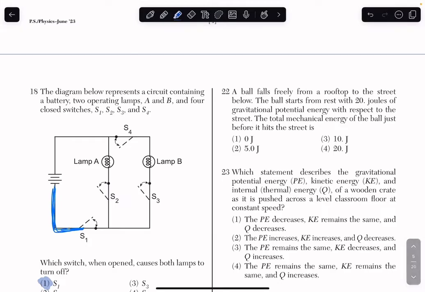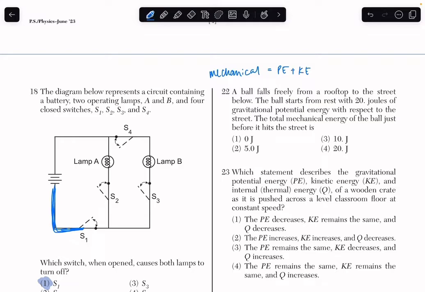22. A ball falls freely from a rooftop to the street below. The ball starts from rest with 20 joules of gravitational potential energy with respect to the street. The total mechanical energy of the ball just before it hits the street is, let's see. So, mechanical energy is the sum of kinetic and potential energy. Remember that. So mechanical energy equals PE, potential energy, plus KE, kinetic energy.